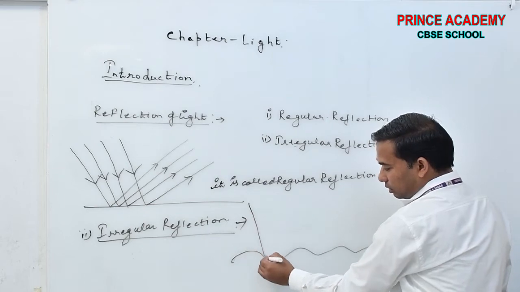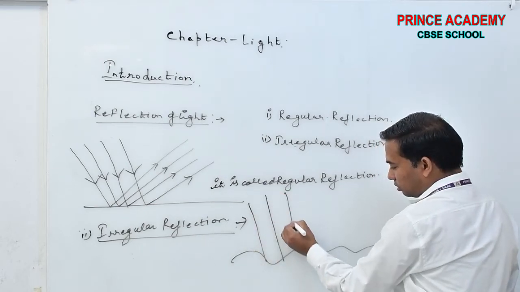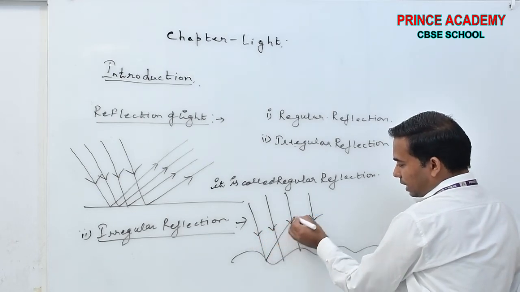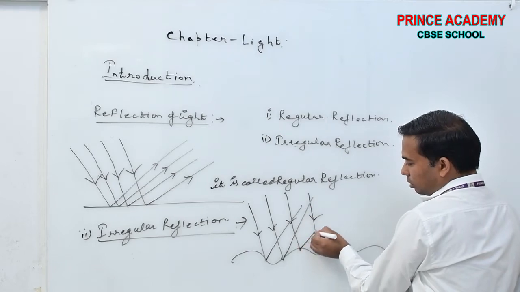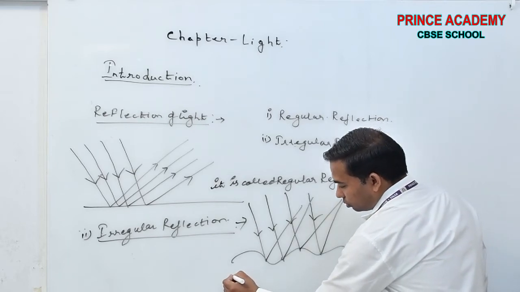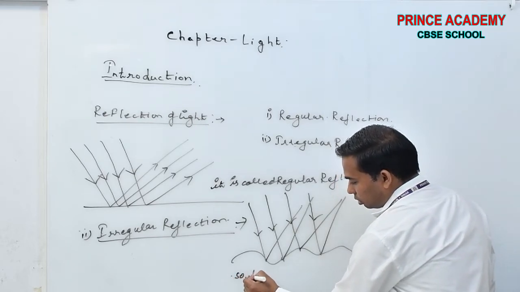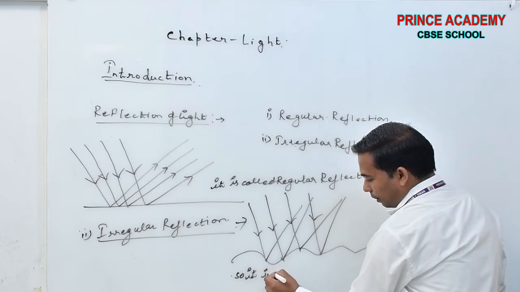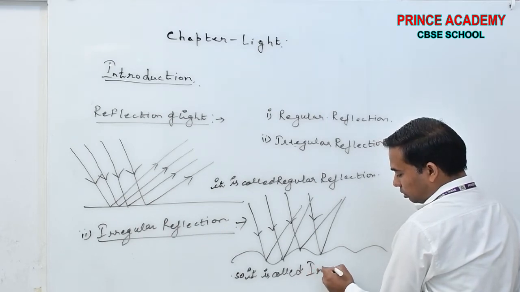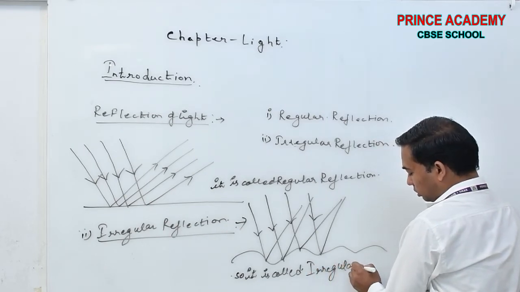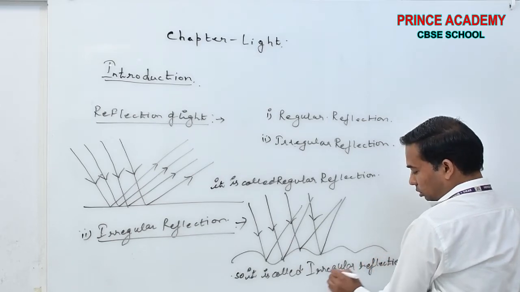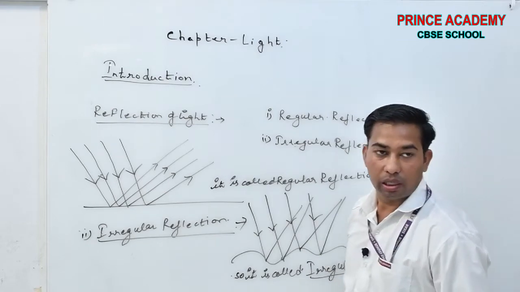Here the ray of light is incident on it and the light is reflected in the same medium at a different angle. So it is called irregular reflection.